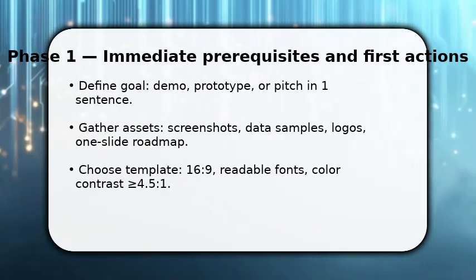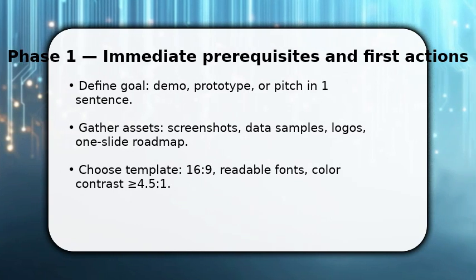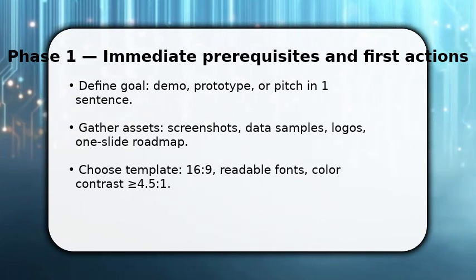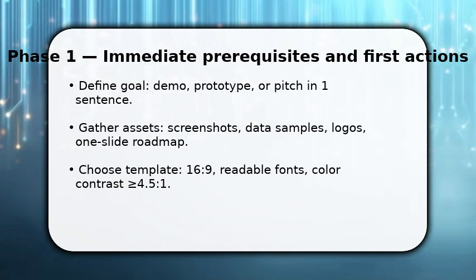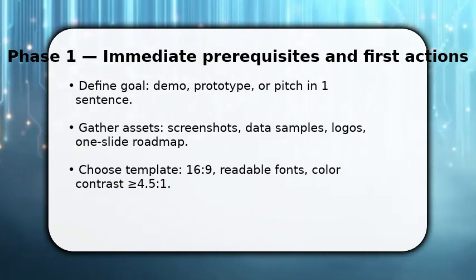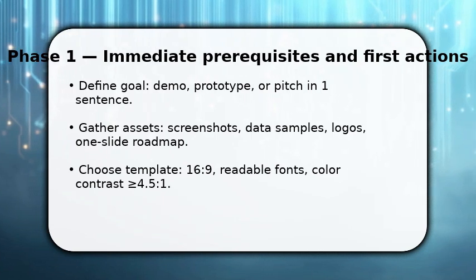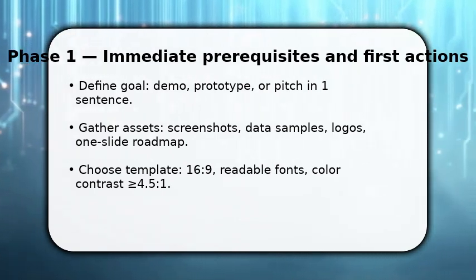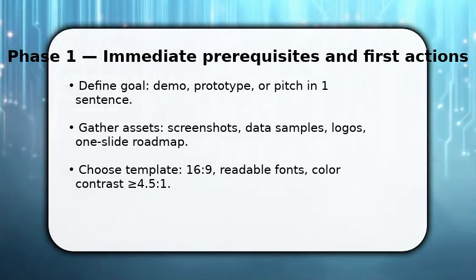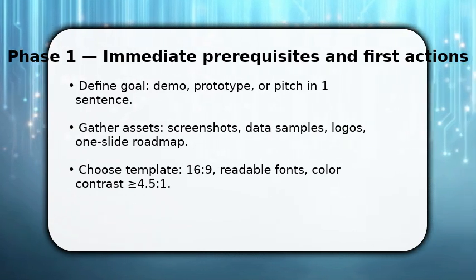You begin by deciding the exact outcome you need: demo, prototype, or investor pitch, and lock that goal now. Next, collect core assets, screenshots, sample data, logos, and a one-slide roadmap so you can assemble proof quickly. Once done, pick a 16:9 template with readable fonts and clear contrast. This saves endless design edits.